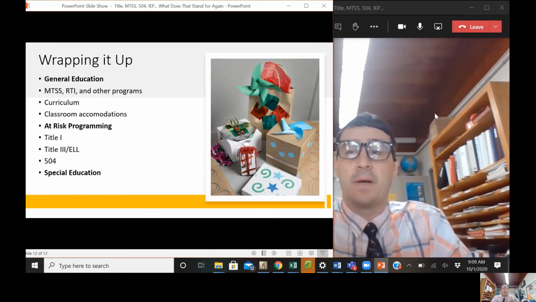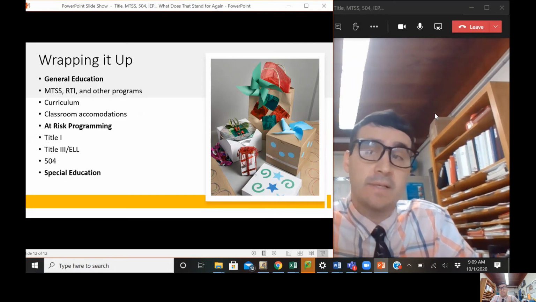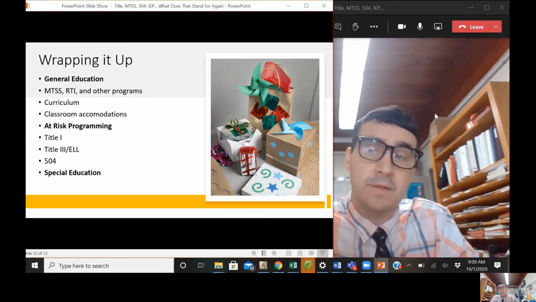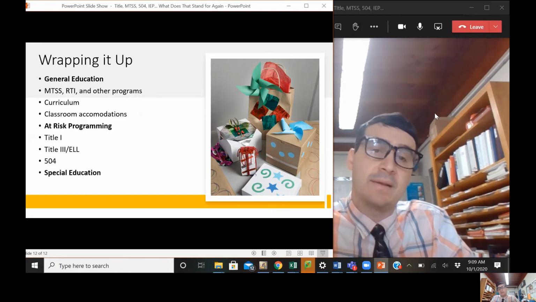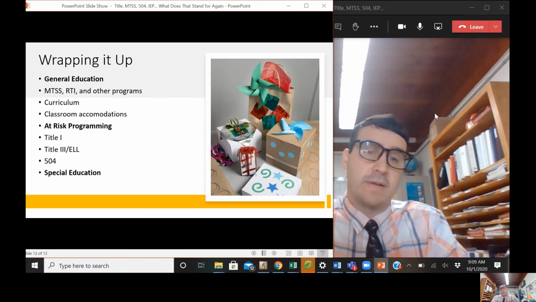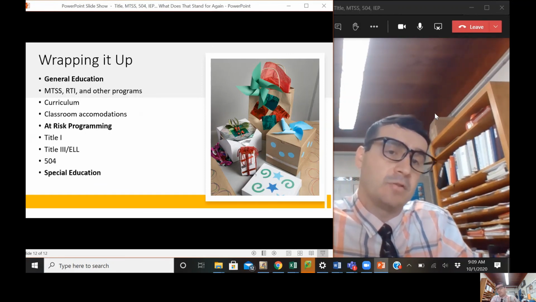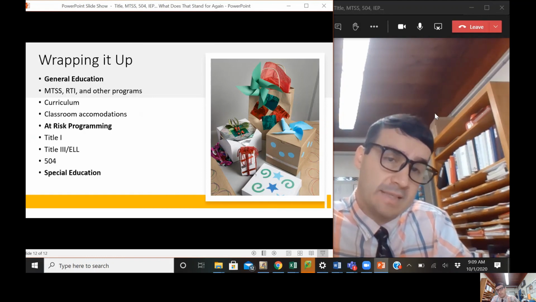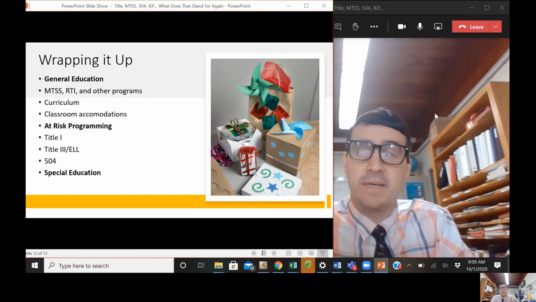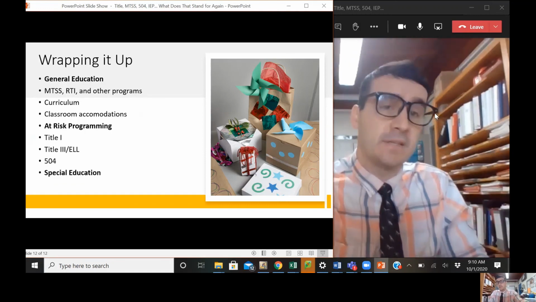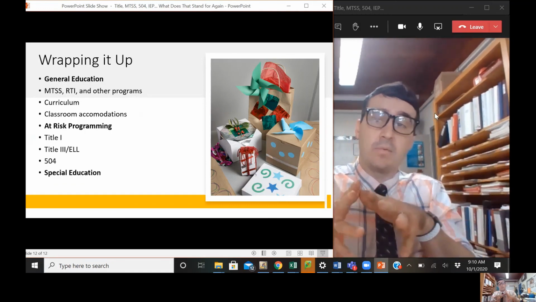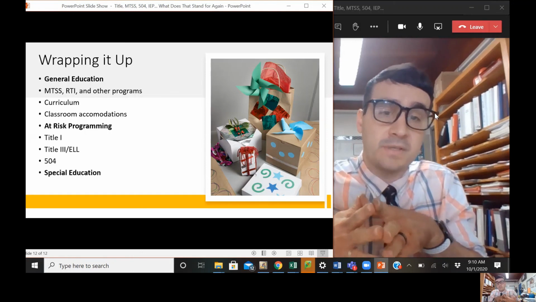So wrapping it up, we got the 3 categories. I consider general education and special education to be the 2 major ones, with at-risk programming doing a good job describing that middle ground in between serving everybody and serving the ones that have specialized needs and need special accommodations. Now, what I would like to end this with is it's a good idea to have an understanding of what these different systems are and what their purposes are.